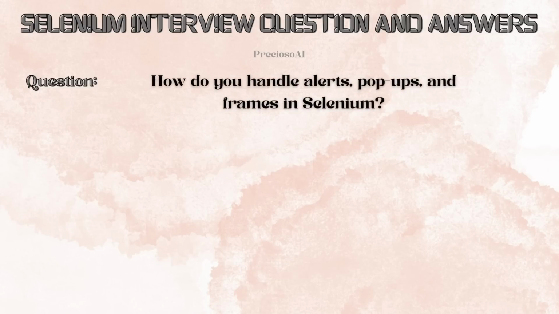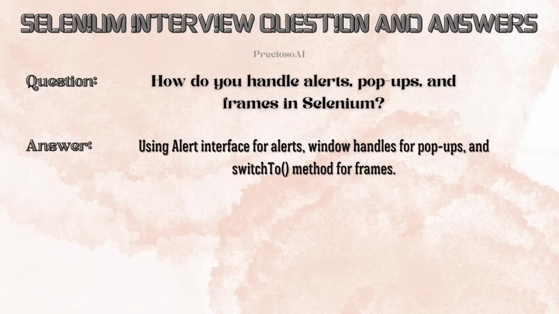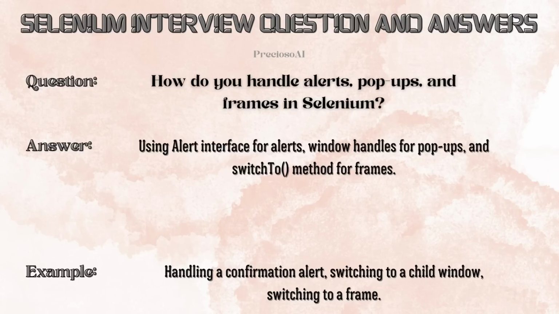Next question: how do you handle alerts, pop-ups, and frames in Selenium? And the answer is using alert interface for alerts, window handles for pop-ups, and switch to method for frames. For example, handling a confirmation alert, switching to a child window, switching to a frame.